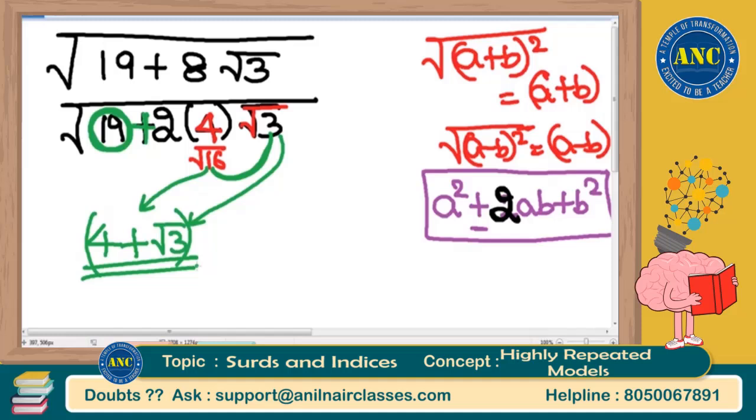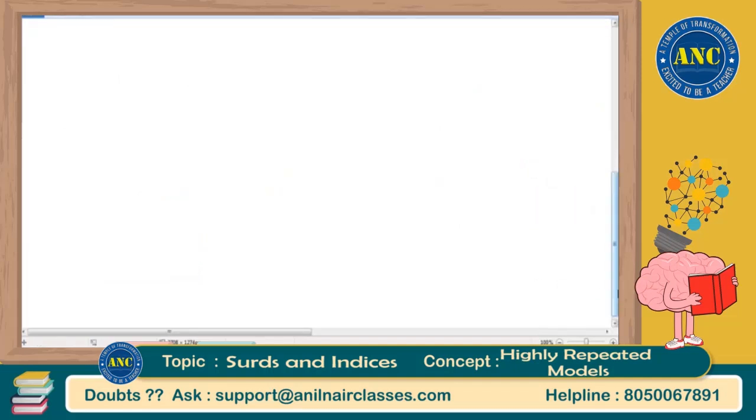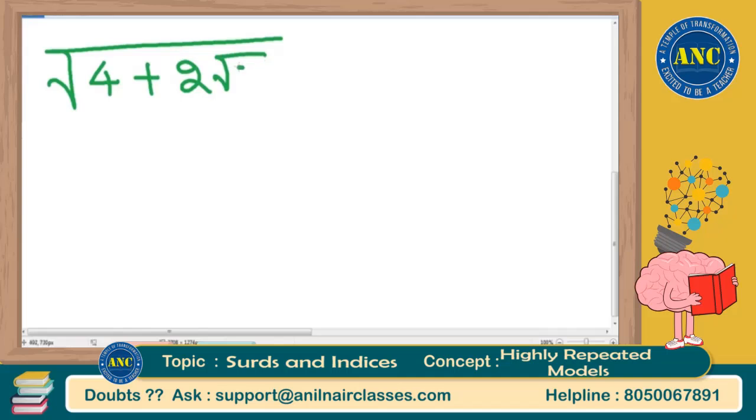Directly you can write those answers which I told you with multiple questions in my second class of Surds and Indices. I am just explaining two to three examples because there might be new students, or students who might have forgotten what we discussed the other day. Suppose, for example, tell me the answer for this: square root of 4 plus 2 root 3.